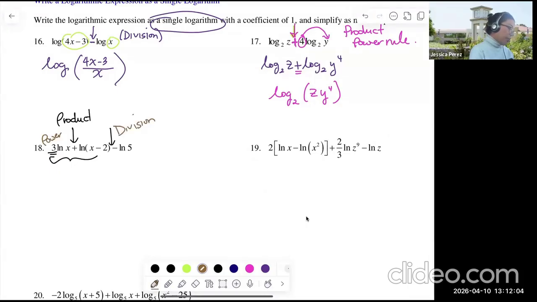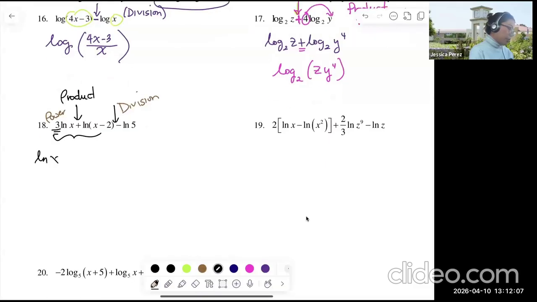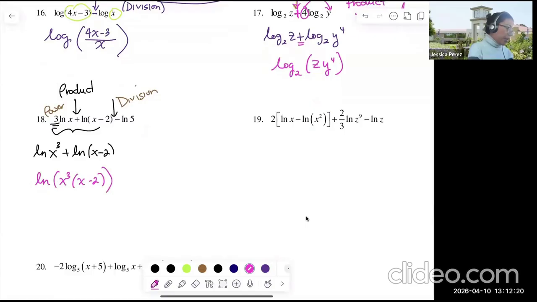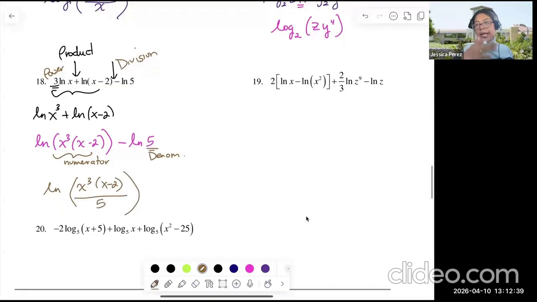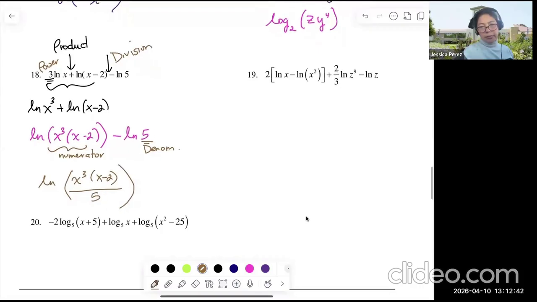So the product means I'm going to do ln of x cubed plus ln of x minus 2. So I'm going to use the product between these two as ln of x cubed times x minus 2. Okay. And then minus ln of 5. So that means that I'm going to use the division. So this is my numerator, and the 5 will be my denominator. So then I'll have ln of x cubed times x minus 2, all over 5. So as I'm going along, I'm explaining the steps.